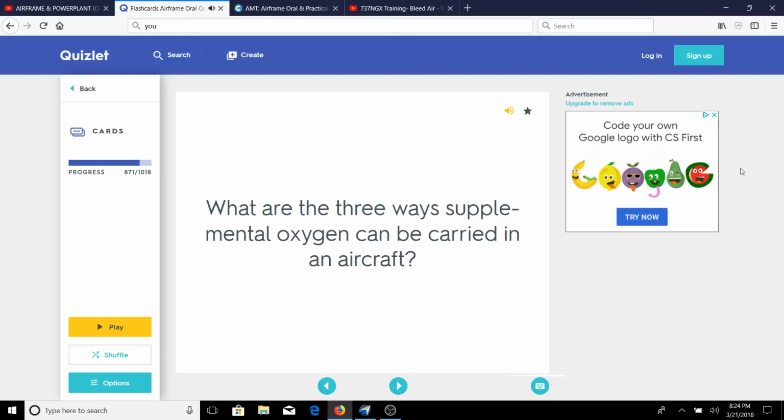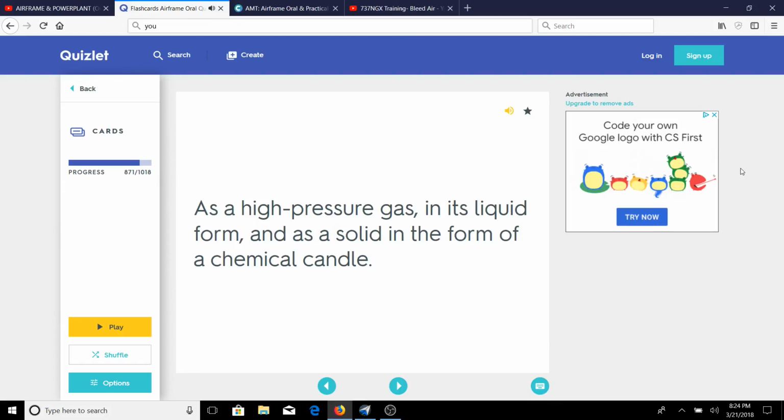What are the 3 ways supplemental oxygen can be carried in an aircraft? As a high-pressure gas, in its liquid form, and as a solid in the form of a chemical candle.